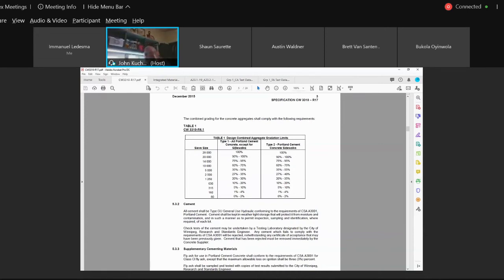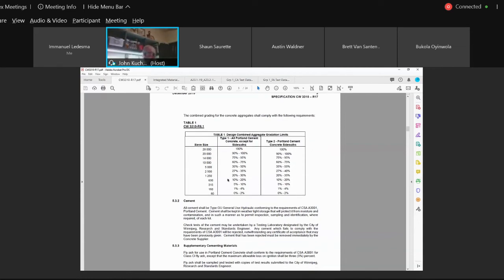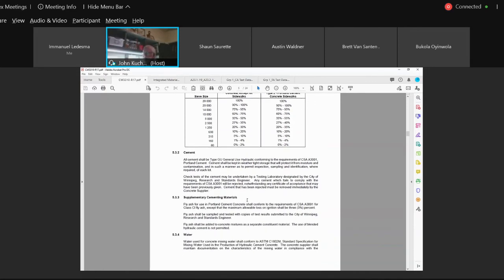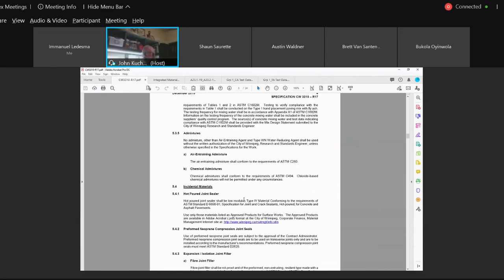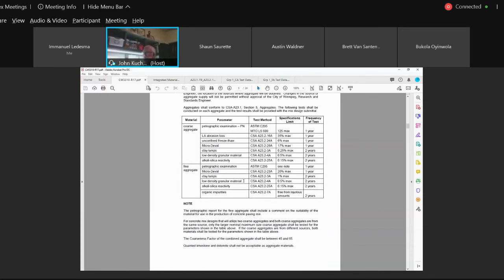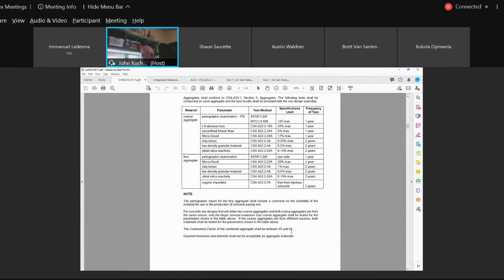Okay. So here, I would suggest you download this specification, so you don't always have to go onto the internet. You're allowed to do it, okay? So here's the grading we're going to try and meet. And they talk about supplementary cementing materials. They talk about the water use. So you can see that they're talking about a lot of information here about all the materials. Okay, they're talking about a coarseness factor of the aggregates between 45 and 60, and we'll look into that.